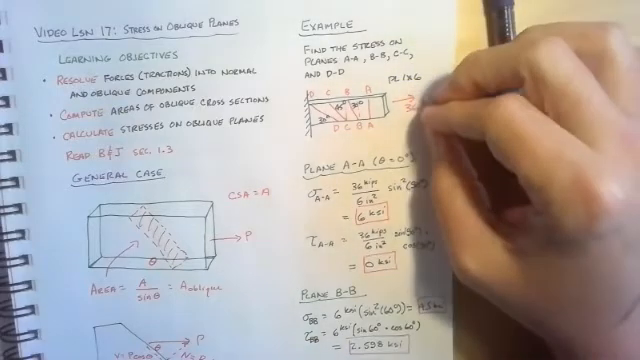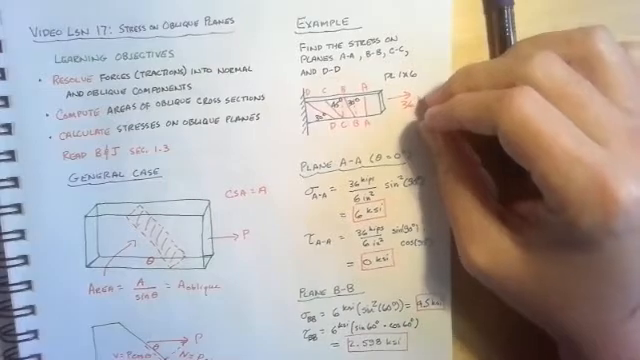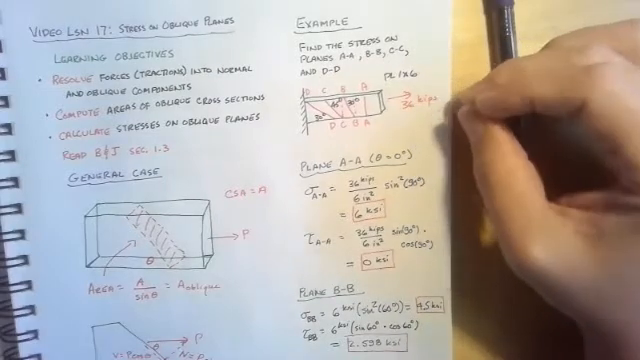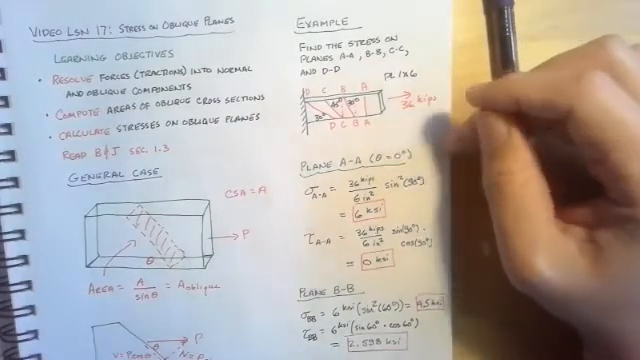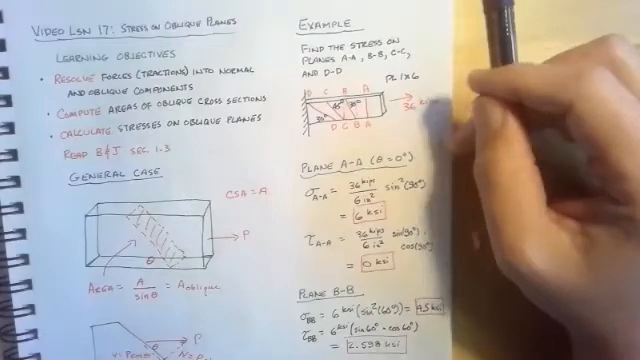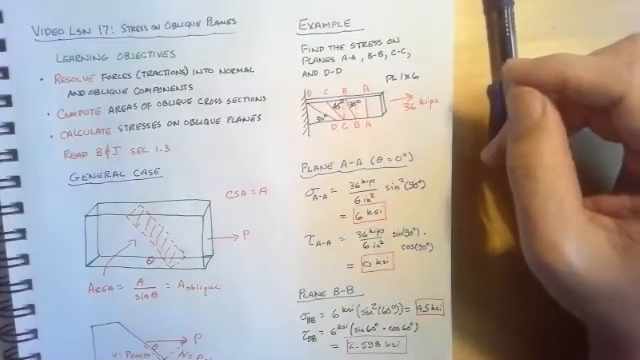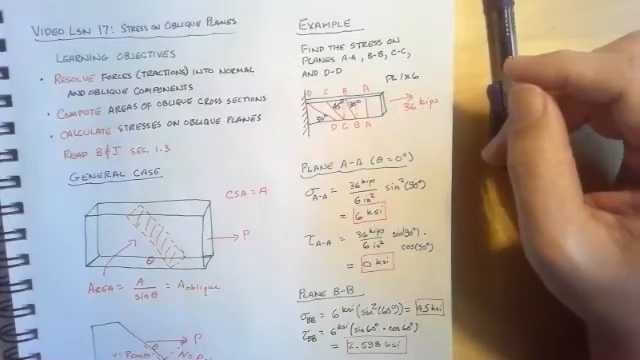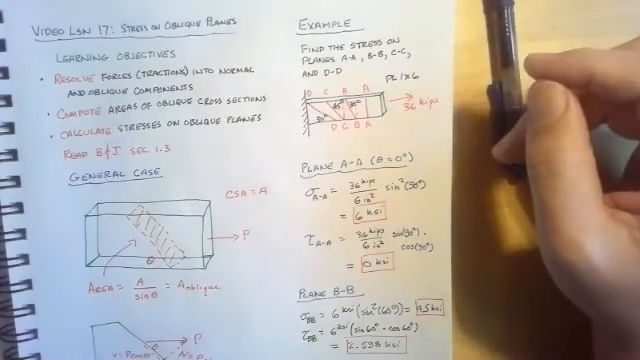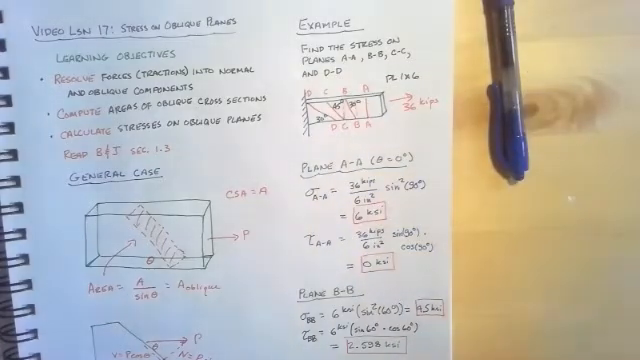So for this particular bar, I've got a plate of steel, 1 inch by 6 inches, and I'm putting a loading of 36 kips at the end, and I want to know what the stresses are on planes A, BB, CC, and DD.